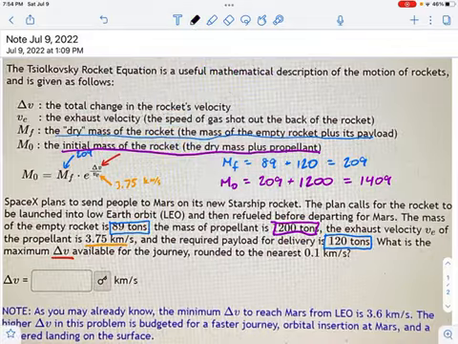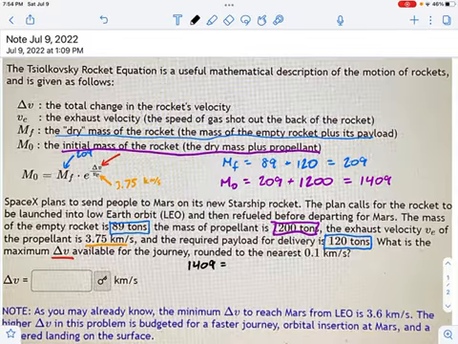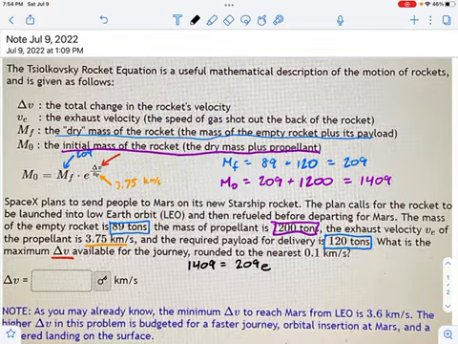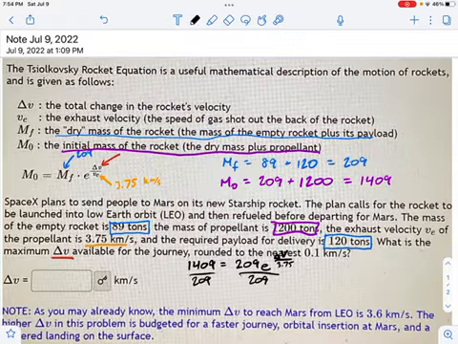Well, let me rewrite the equation, having put in a bunch of numbers. Okay, so we're going to have M naught, the initial mass, that's 1,409, equals M final, right? This is the mass when it gets to its destination, no fuel left, times e to the delta V divided by 3.75. So you'll notice this is an exponential equation, and the way to solve exponential equations is to first get the exponential by itself and then use a logarithm. So what I'm going to do here is divide each side by 209. Okay, let's see what we get.